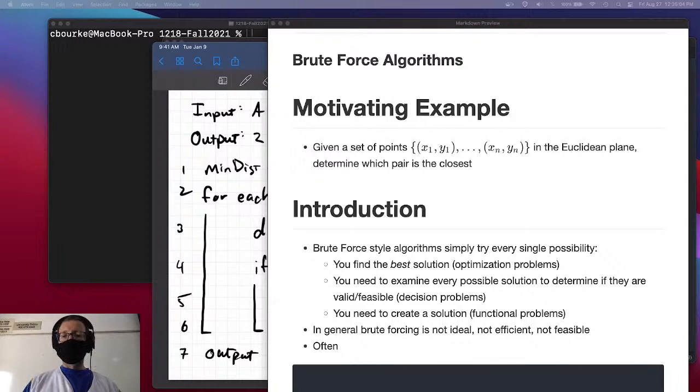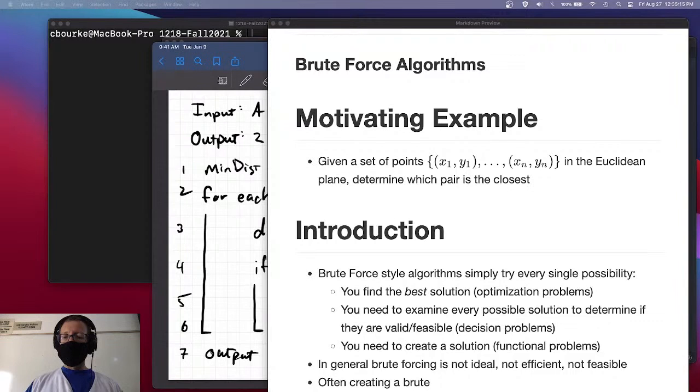Let me know if this is not big enough. It's big enough for me over here, and it's a small enough class that I hope we can all see that. But if not, let me know and I'll go ahead and increase the size.